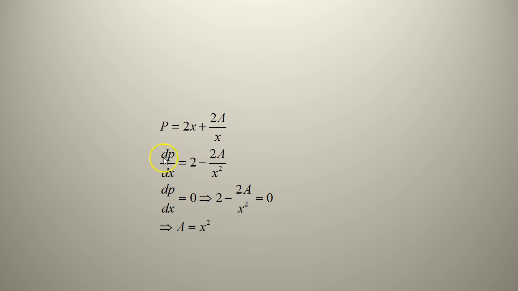So taking the derivative of p with respect to x, you get 2 minus derivative of 1 by x, which is minus 1 by x squared. So we get 2 minus 2a by x squared. Equating dp by dx to 0, you get 2 minus 2a by x squared equal to 0. So the 2 gets cancelled and you get a equal to x squared.